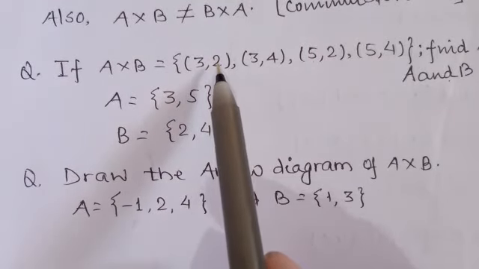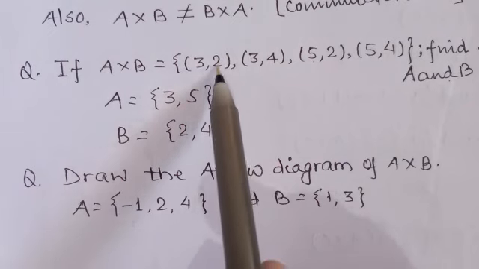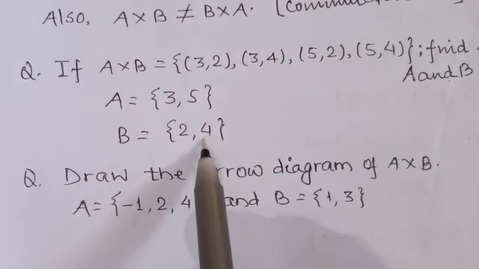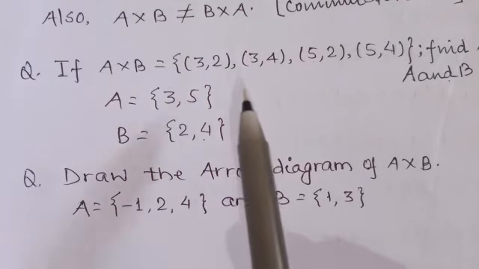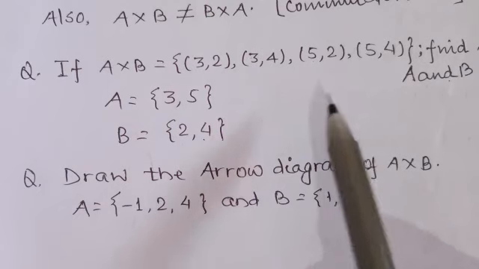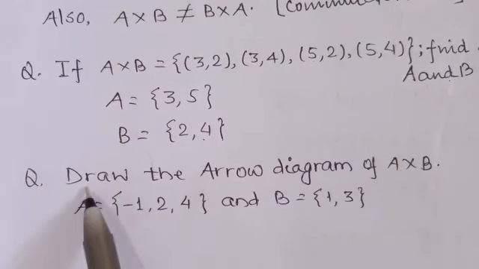Similarly, for the second coordinate: 2, 4, 2, 4. So 2, 4 is the second coordinate set. You must remember that in a set an element is never repeated. Now see the next type.